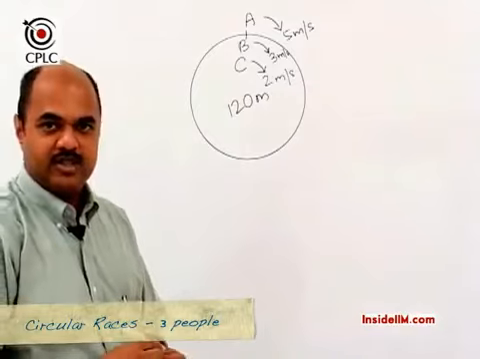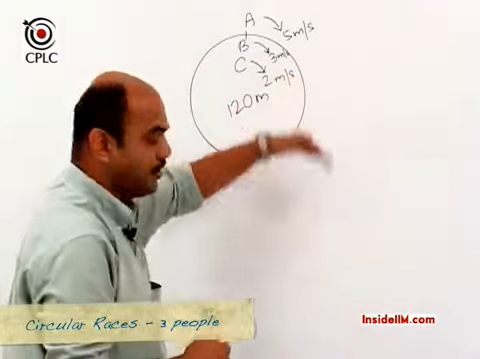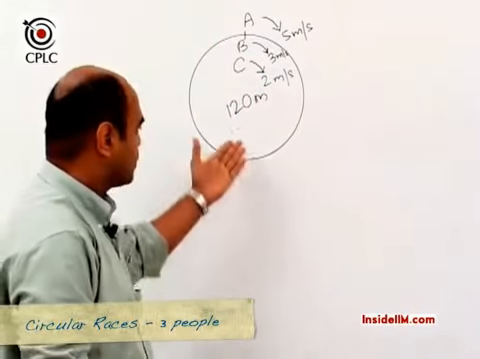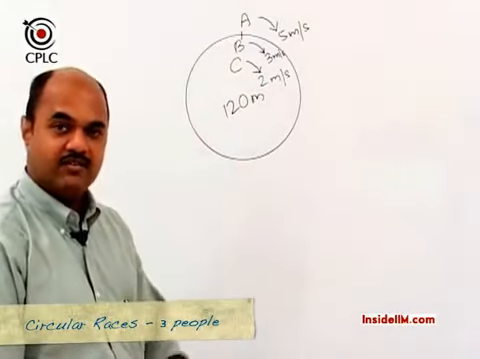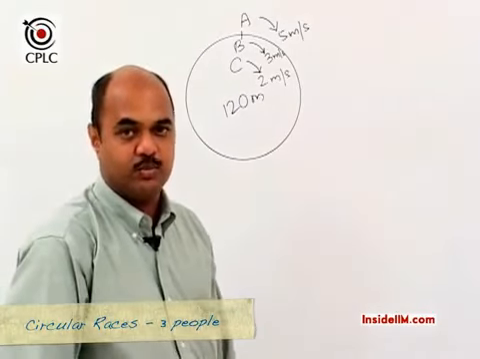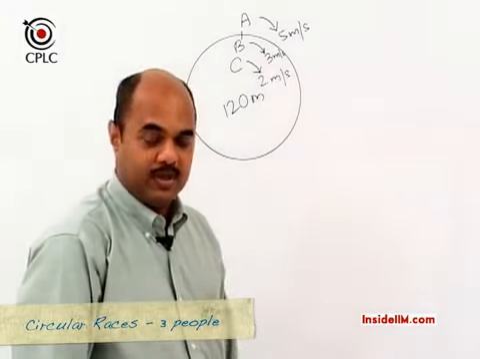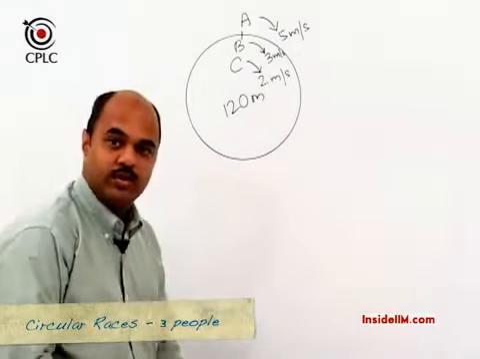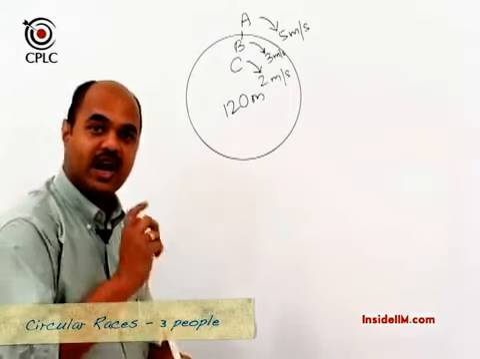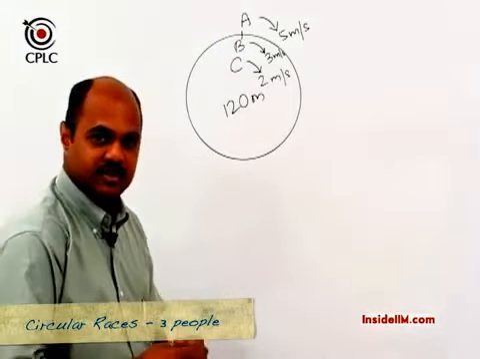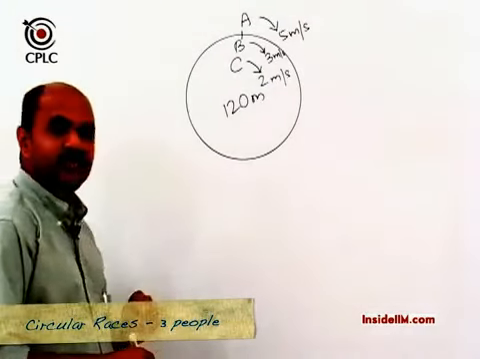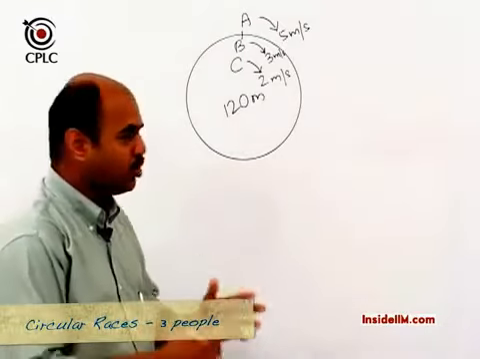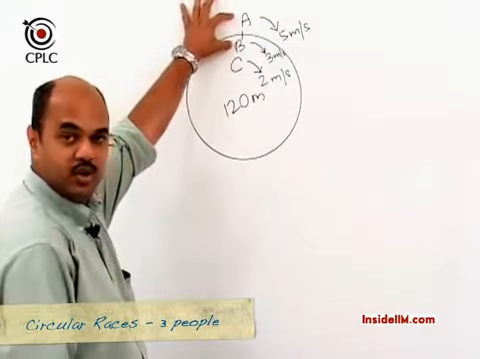So we have three people A, B, C moving in the same direction clockwise, starting from the same point at the same time. Circular track of length 120 meters, and we need to answer the same two questions, which would be, when do these three people meet for the first time after they start? And the second question would be, when do these three people meet at the start point for the first time after they start? Now when we look at these three people, we need to break it up into two problems of two people each, which would mean we first take, let's say, A and B together.